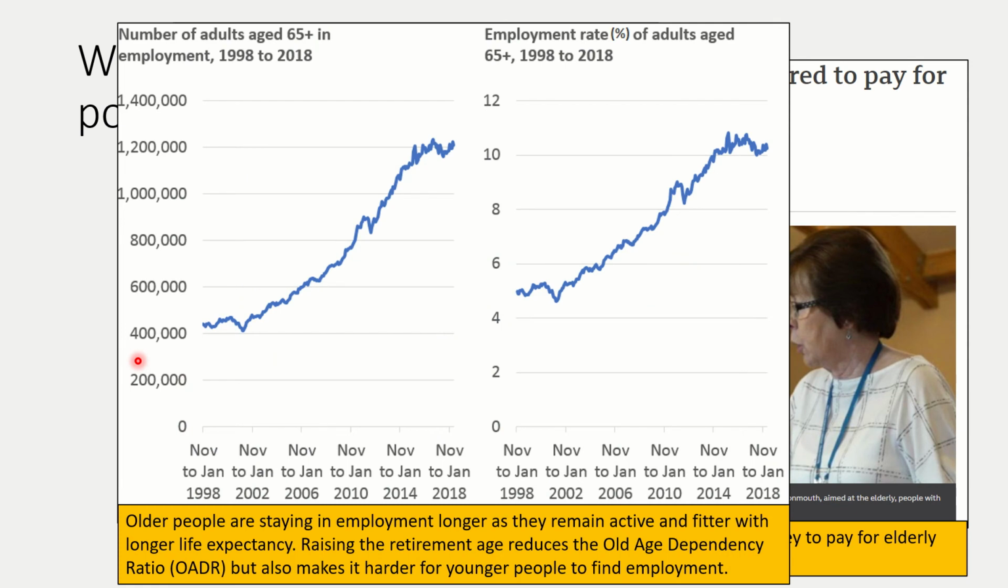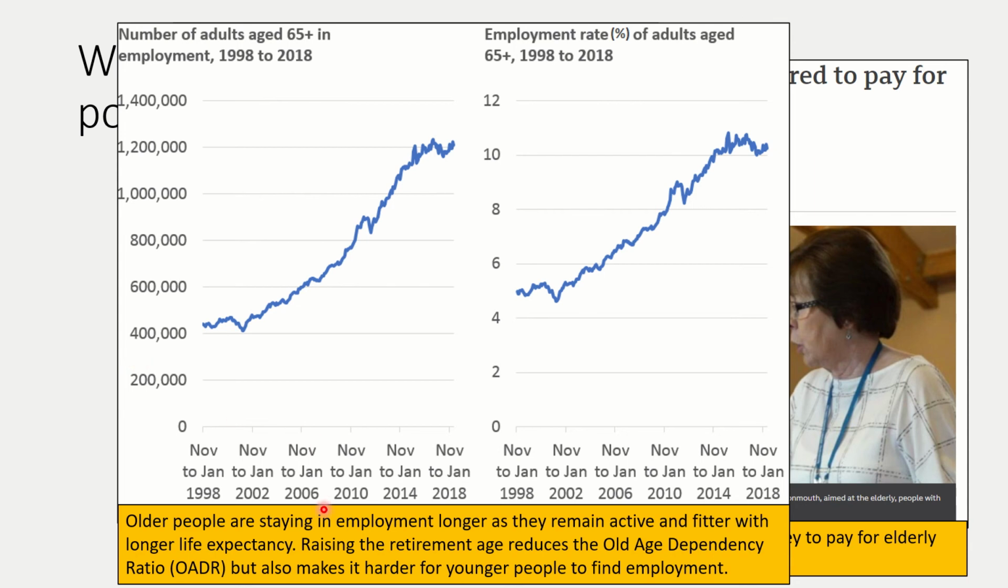Another impact that we'll talk about is that older people are living longer, and they're therefore fitter and active longer, and they don't necessarily want to retire, combined with the fact that the retirement age is increasing. The age at which your state pension kicks in is getting older and older. Now, this has multiple effects.